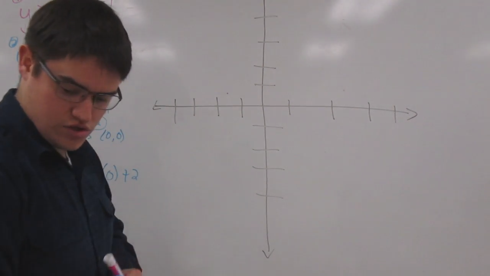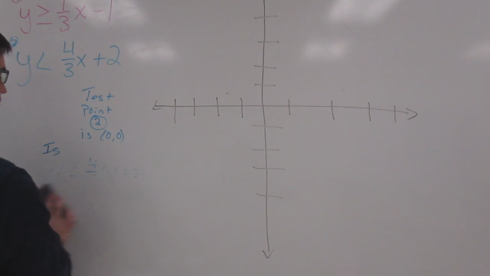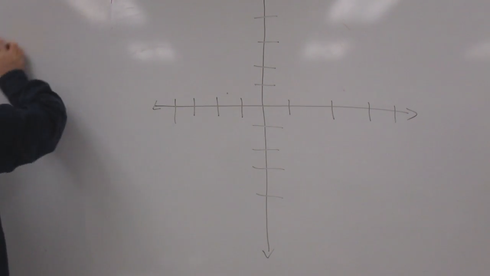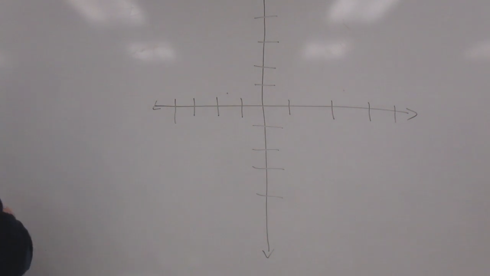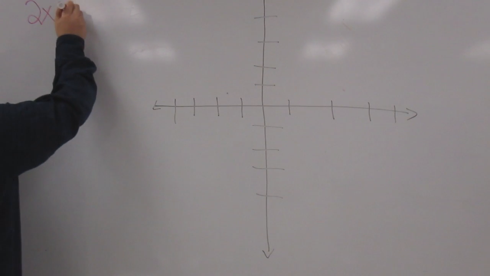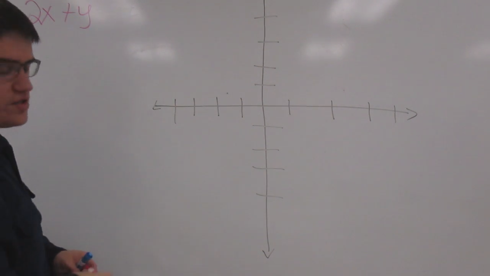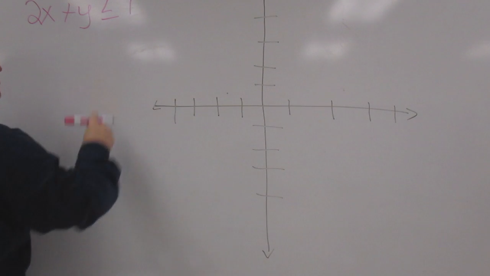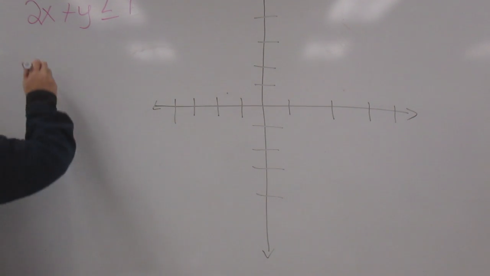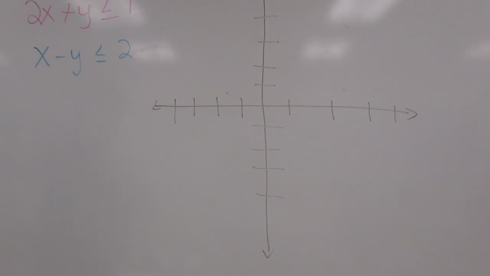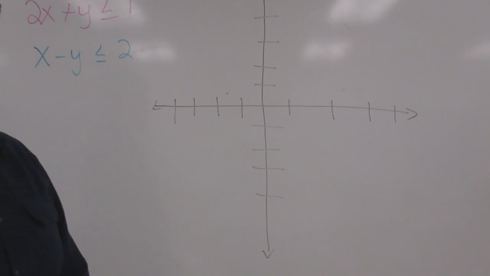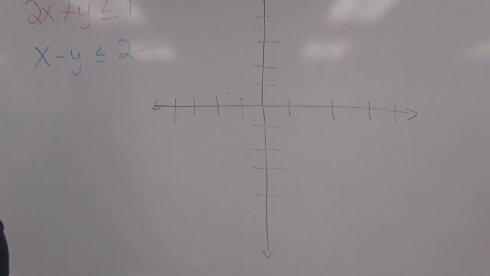Okay, so the system that we're going to look at this time, the first one is 2x plus y is less than or equal to 1. And the other one is x minus y is less than or equal to 2. These are a little bit different. We don't really know how to graph these. So one method we could take is to put them into slope-intercept form.